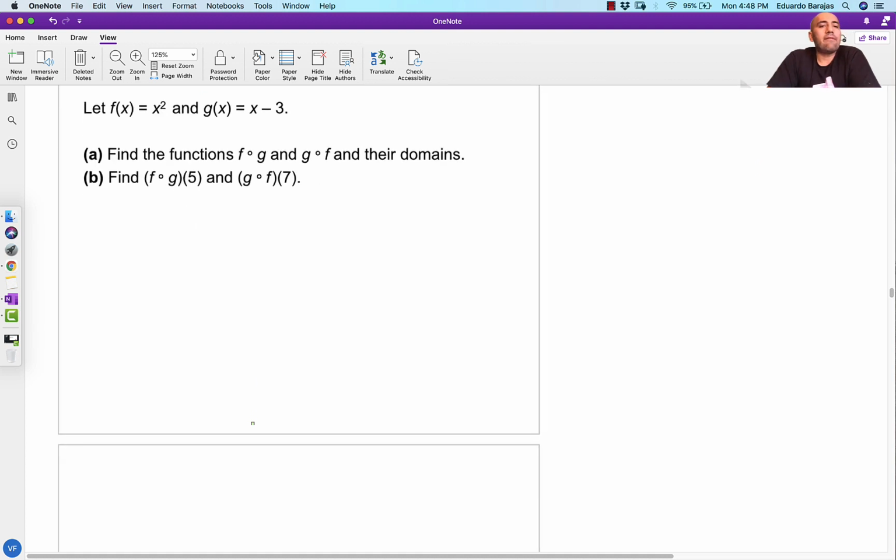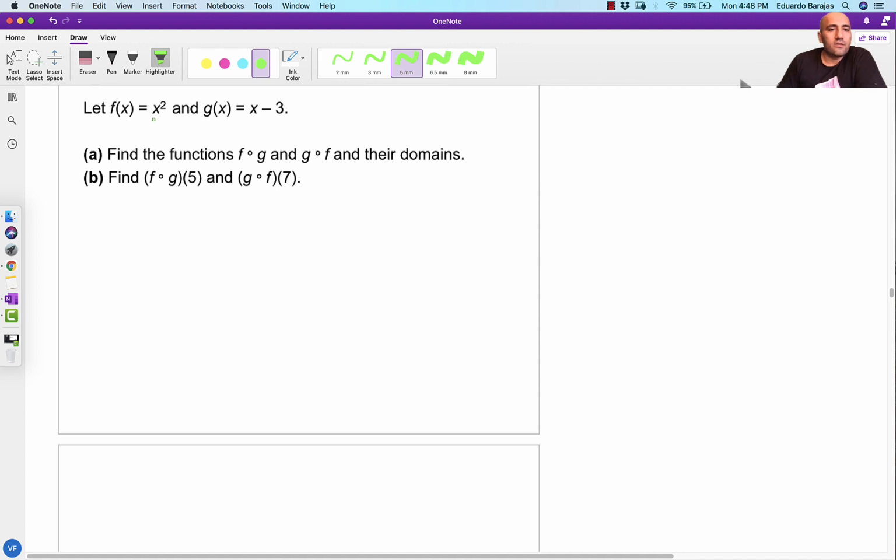Okay, so let f of x equal x squared, let g of x equal x minus 3. Find the functions f composed with g, g composed with f, and their domains. So let's think about the domains of each one of these. What is the domain of x squared? What can I input in here and not have any problems? Well, anything, right? Any number I plug into here, there's no problems.